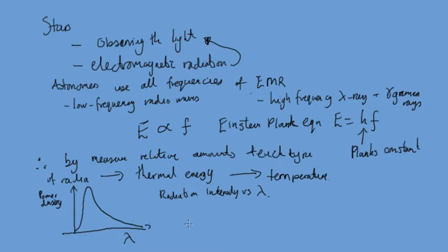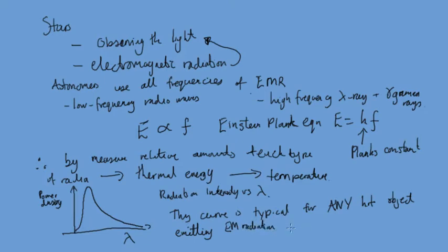This curve is typical not just for stars, but for any hot object emitting electromagnetic radiation, and it's called the black body curve. And any body that emits radiation is called a black body radiator.